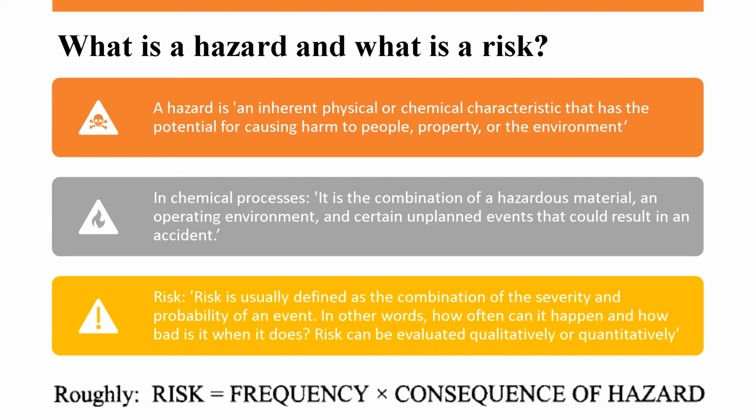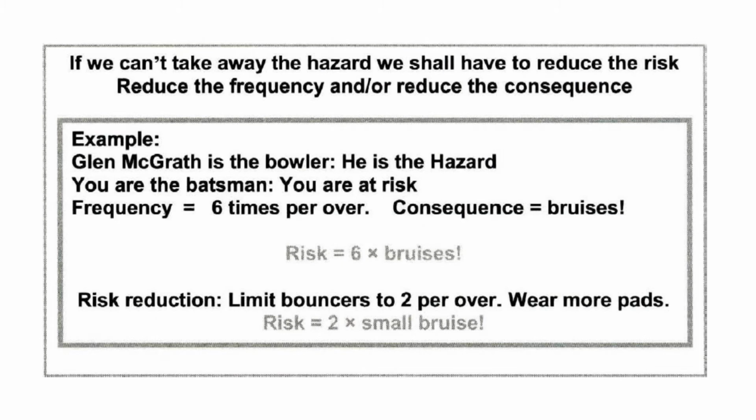Risk is usually defined as the combination of the severity and probability of the event. In other words, how often can it happen and how bad is it when it does. Risk can be evaluated qualitatively or quantitatively. If we cannot take away the hazard, we have to reduce the risk, reduce the frequency, and/or reduce the consequence. In this example, we have Len McGrath.